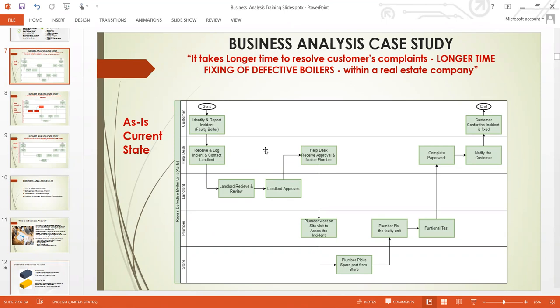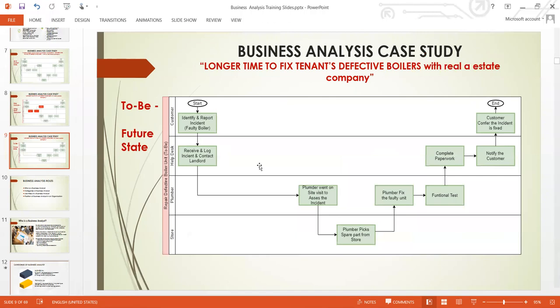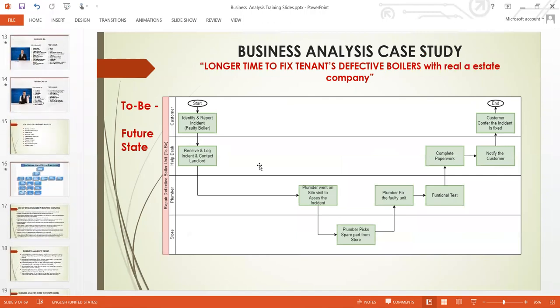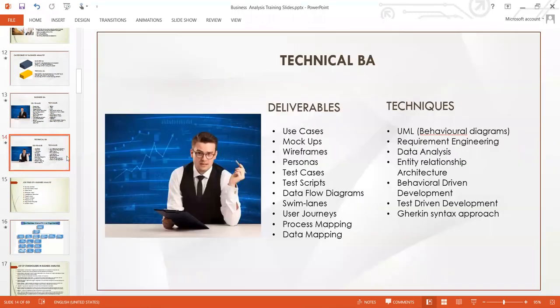Just like a geographical map, this is the current state map. In this map, we have a process. This is where the process starts. From here to here to here, the arrows direct you till the end. That is the end of a process. That's called a process map. This one is a process map, this one is a process map. So these are things you'll be doing as a technical BA. You do a lot of process maps.